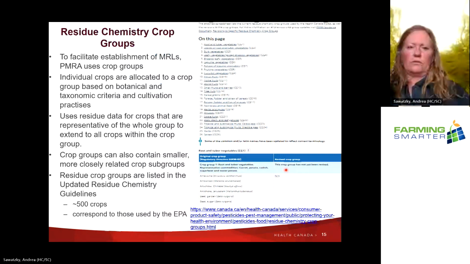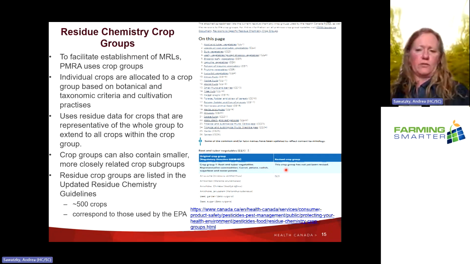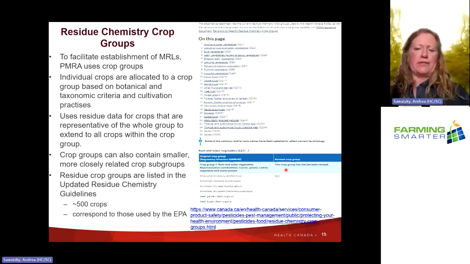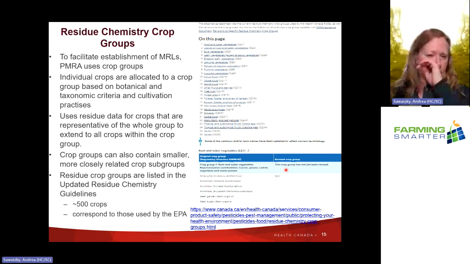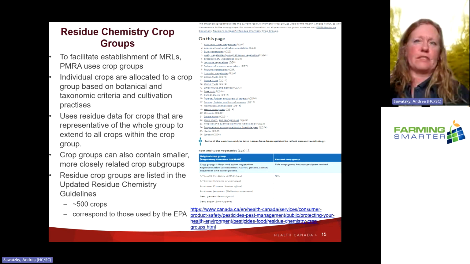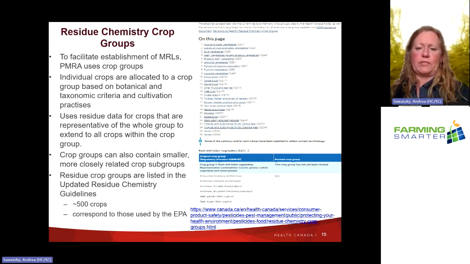So for the residue chemistry crop groups, this is to facilitate the establishment of the maximum residue limits. Health Canada's Pest Management Regulatory Agency uses crop groups. Individual crops are allocated to a crop group, and you see that on the right-hand side on this page, and there's all these numbers there, right? These crop groups are based on botanical and taxonomic criteria, as well as the cultivation practices within the region. Crop groups simplify the establishment of MRLs, because if they had to do an MRL for every single crop, you can see how time consuming that would be. So they're looking at crop groupings to make it simpler.